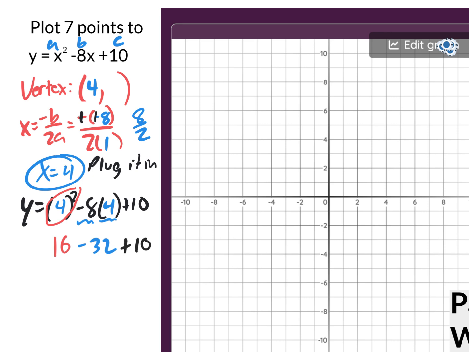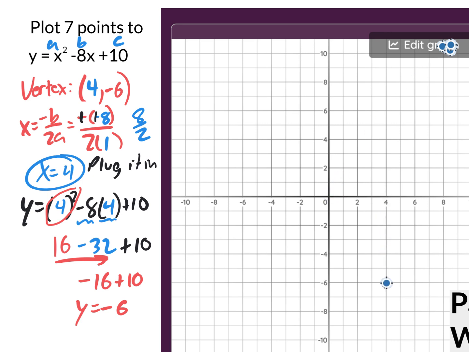At the very end, just go from left to right. 16 take away 32, that's negative 16. Negative 16 plus 10 is negative 6. So the y value of your vertex is negative 6. That is the most important point for negative 6. So let's take a point and go to 4 and negative 6 and put the dot right there.